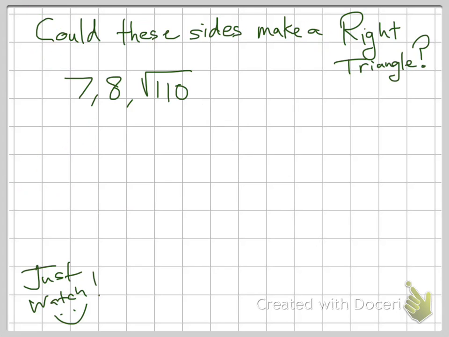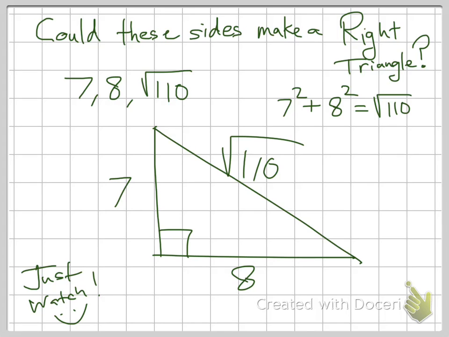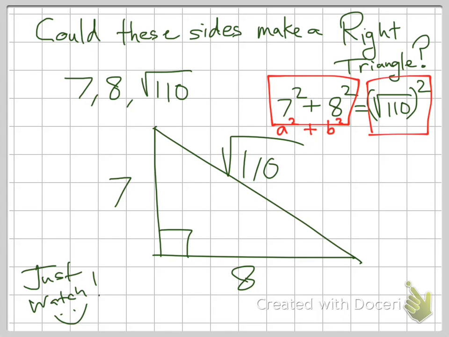Alright. Just watch. Could this make a right triangle? Well, let's see. 7, 8, square root of 110. Let's try it. So 7 squared plus 8 squared has to equal the square root of 110 squared. So let's check it. Does this side equal this side? Does a squared plus b squared really in fact equal c squared?